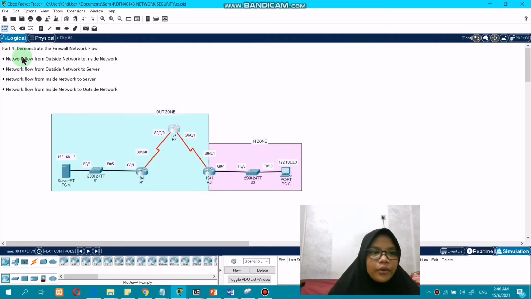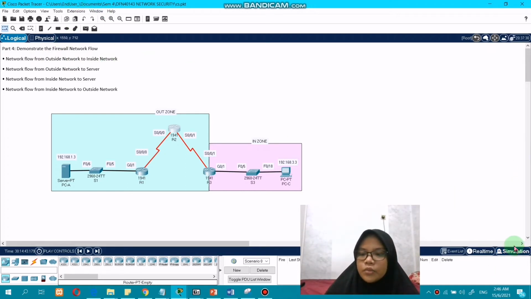For part 4, demonstrate the firewall network flow. First, network flow from outside network to inside network. Second, network flow from outside network to server. Third, network flow from inside network to server. And last, network flow from inside network to outside network. So, go to the network flow from outside network to inside network.